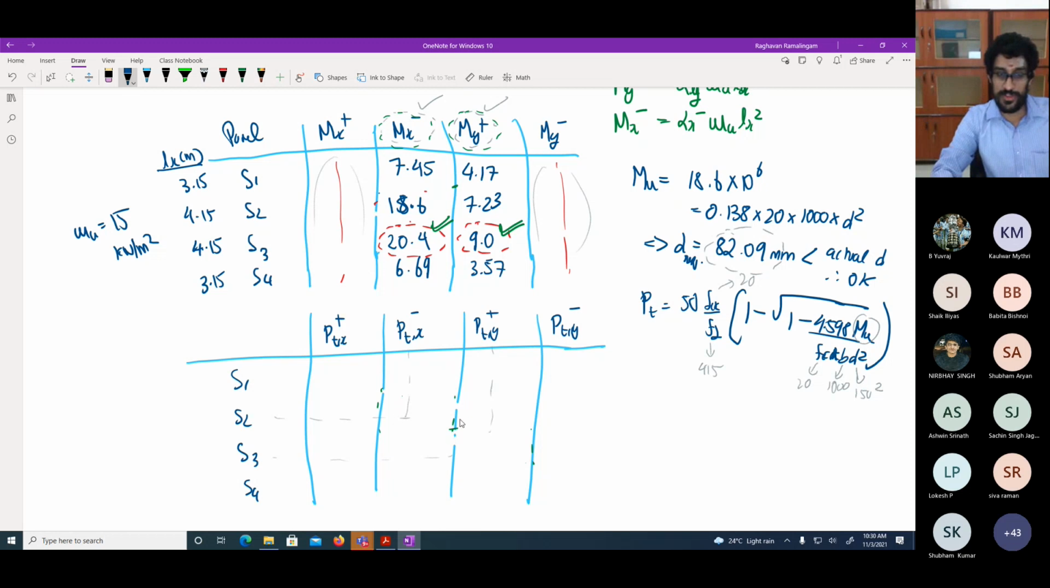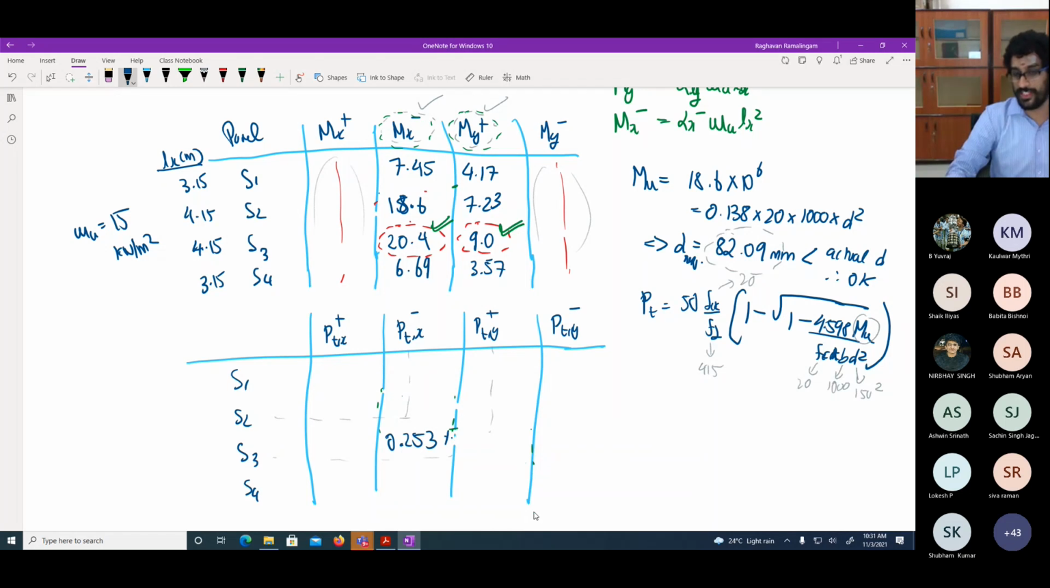Which one? Any value that you have, tell me, whichever panel, whichever moment. PT, some PT, tell me, no? So 0.254, for which? S3 MX minus. Yes, sir, so it will be PT minus 0.254. Okay, so this is one particular percentage that is found.